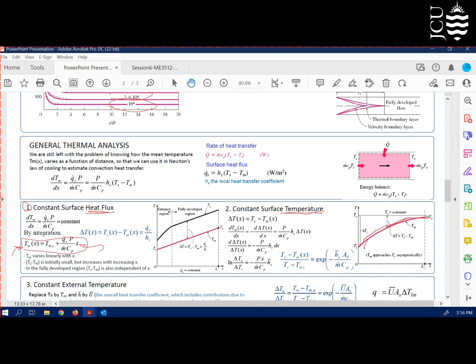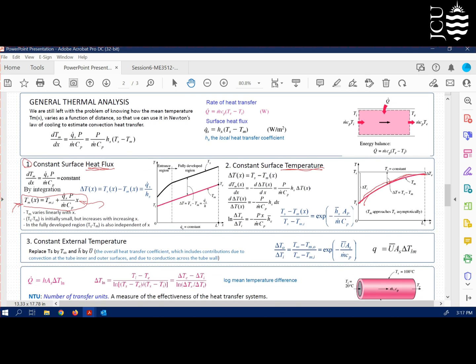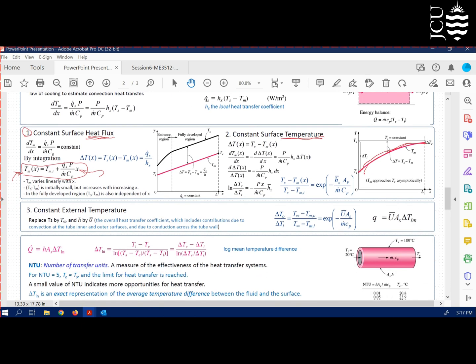So to have a fair calculation, we need to have some criteria to set. By using this formula, we can calculate the temperature at any point inside the pipe when we have a constant surface temperature, and then get the number.